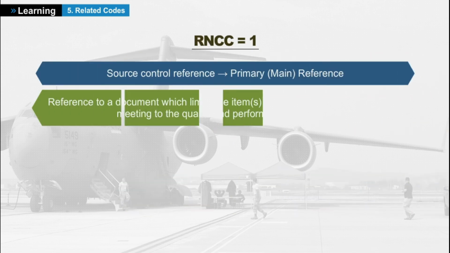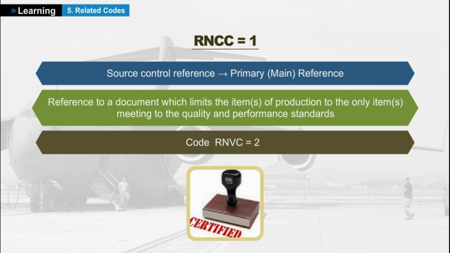Source control reference. A source control reference number is given by the manufacturer or by the activity in charge of a specific item of production to a document which will limit the supply possibilities to the item of production mentioned in this document only, and ensuring besides that these items of production meet the given specific requirements. A source control reference is always accompanied by the RNVC equals 2, which indicates that the reference number will fully identify the item of supply.